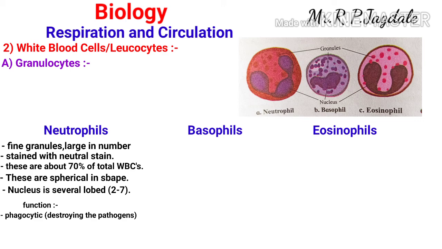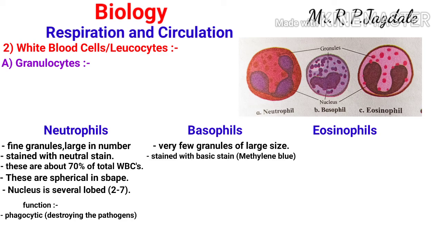Then, coming to the second type of cells, they are called basophils, or also cyanophils. Very few granules are there in this structure, and they are large in size. These cells are stained with a basic stain, for example methylene blue, which is a basic stain. So it is stained with a basic stain, that's why it is called basophils or cyanophils.